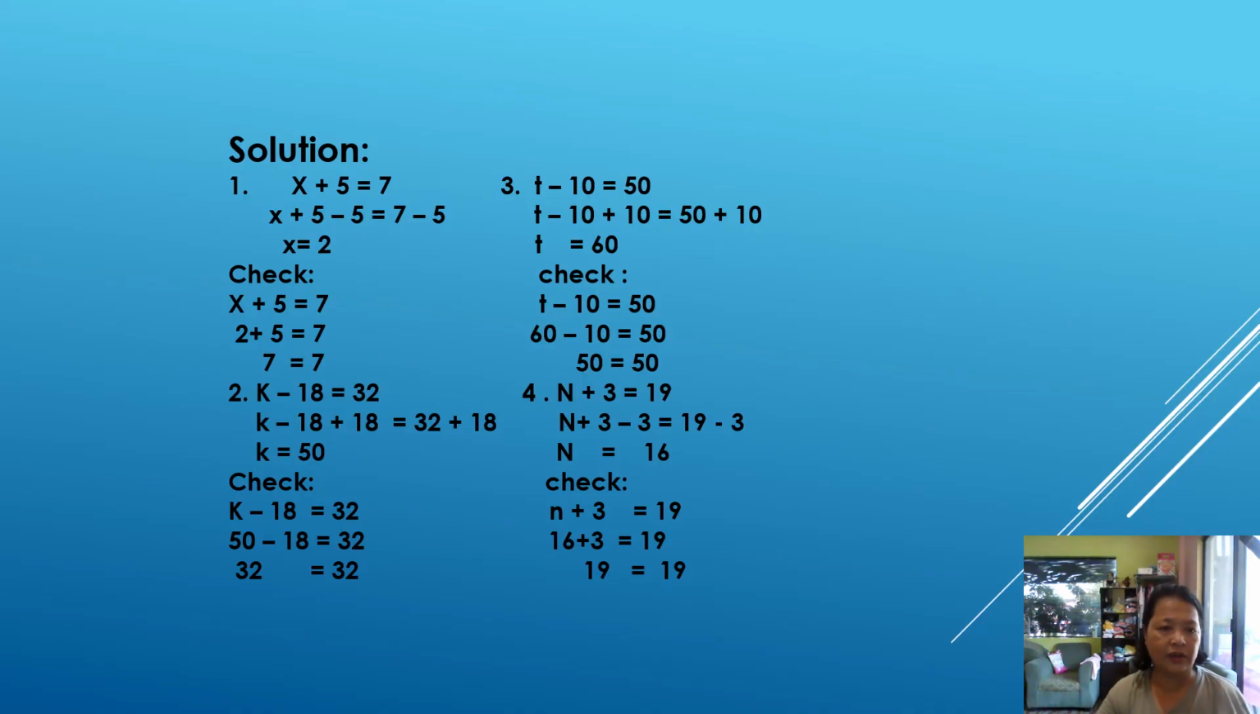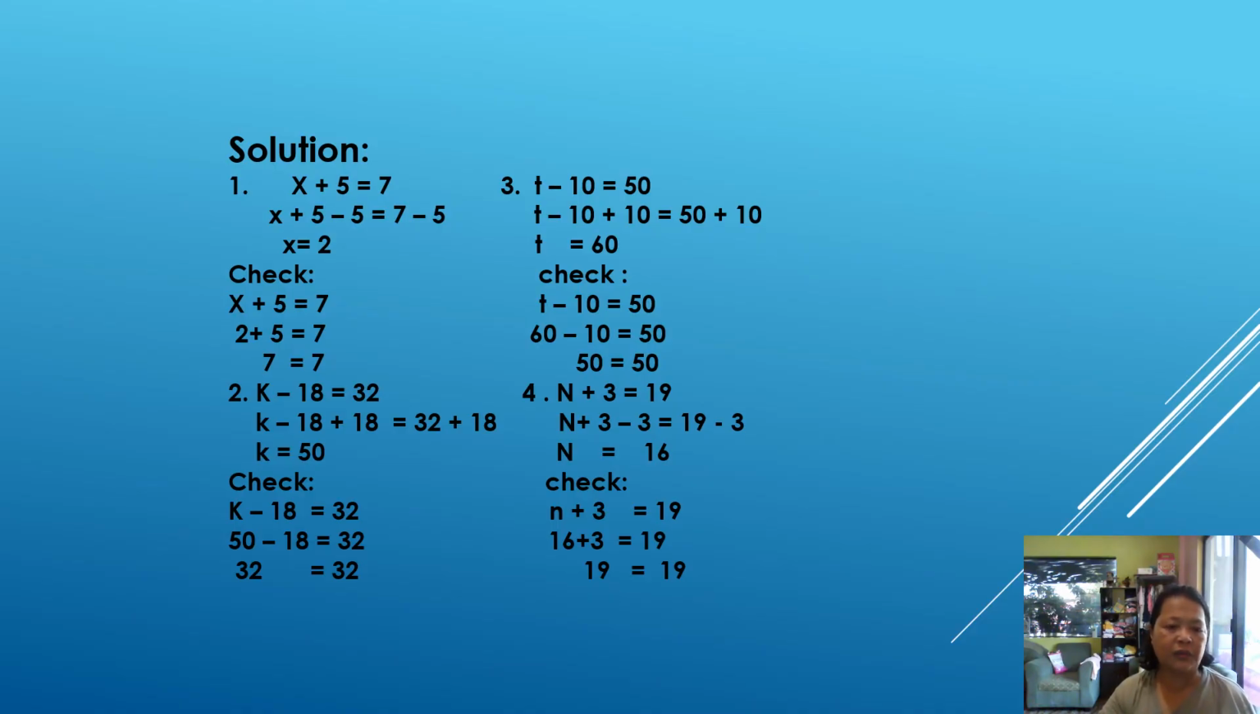Okay, solution number 1, x plus 5 is equal to 7. x plus 5 minus 5 is equal to 7 minus 5. Nag-add po tayo ng inverse ng positive 5 sa left and right side. So nagdagdag tayo ng negative 5 sa left and right side. Cancel natin yung positive 5 tsaka negative 5. Pag natira ay x is equal to 7 minus 5, which is 2. To check, x plus 5 is equal to 7. Ang x natin ay 2, 2 plus 5 is equal to 7.